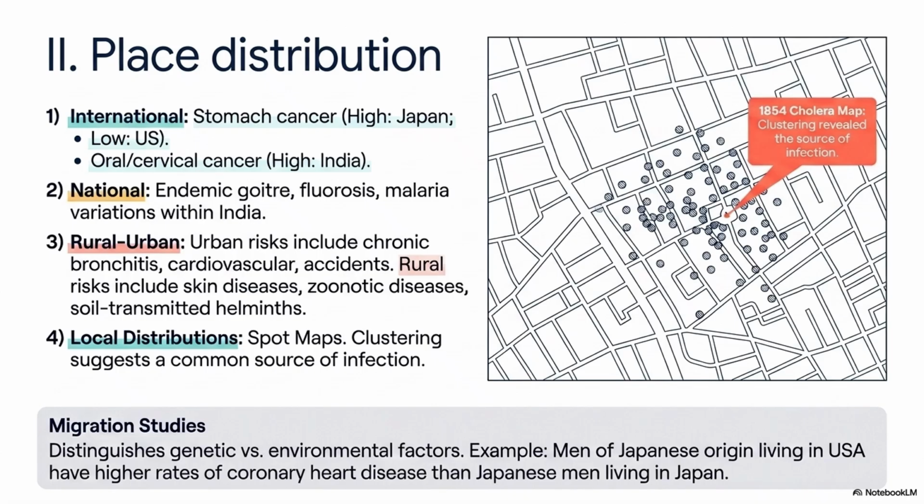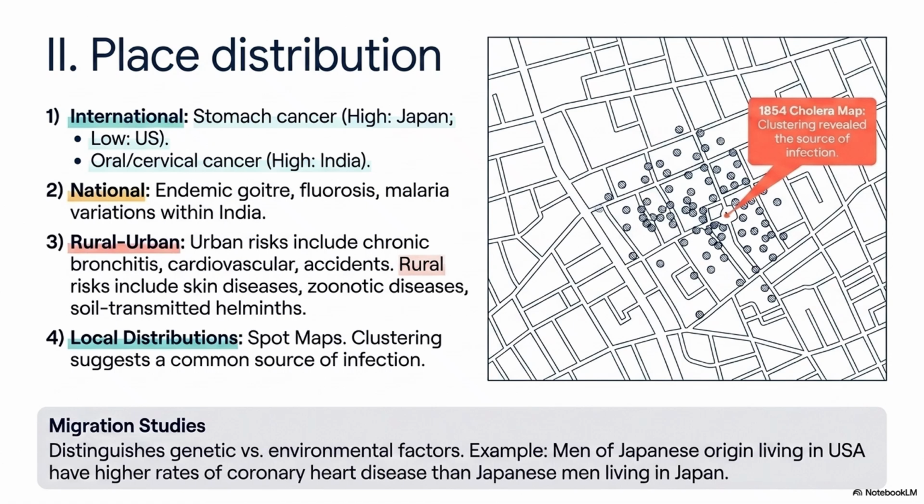And the second one is national. National means that even within the same country, different places and different states will show a disease burden differently. For example, in India, endemic goiter will be more in the Himalayan goiter belt, as we all know, because the iodine content in the environment will be less. And fluorosis will also be common in particular places, for example Nalgonda. And malaria also, there will be variations within India.